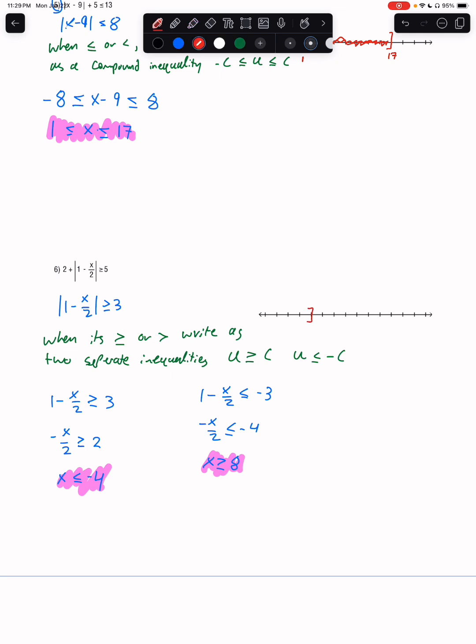Draw that. This would be our negative 4. We need all the answers that are equal or less than. The next is also going to be positive 8, which I'll draw right here, and all the answers will be greater than or equal to. So it looks like that.